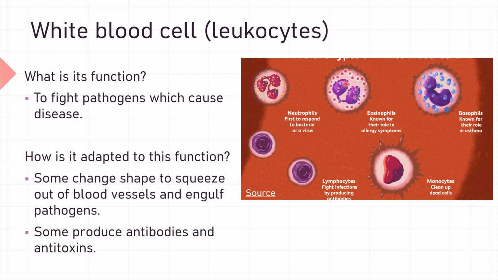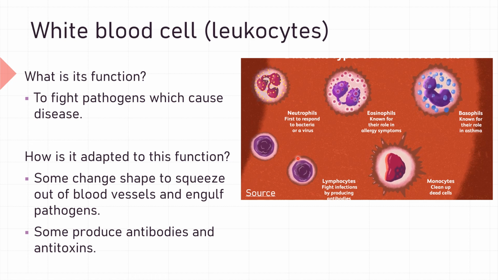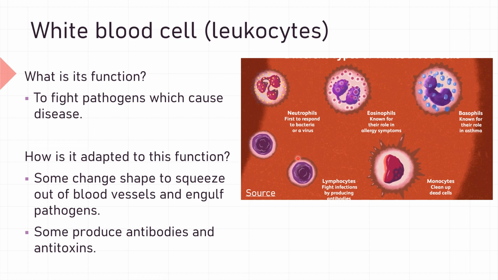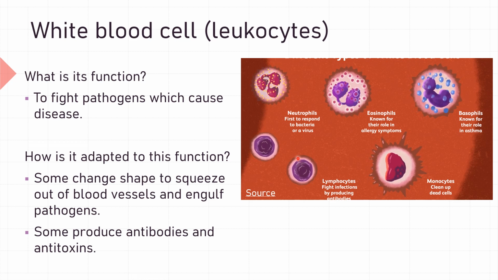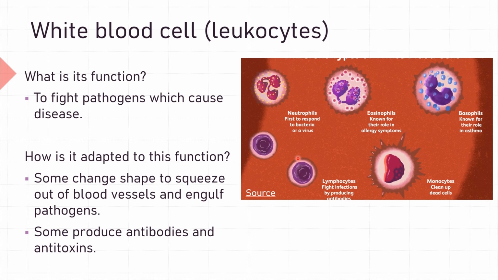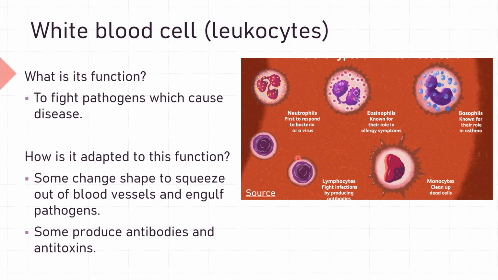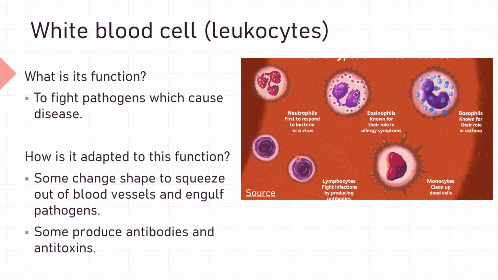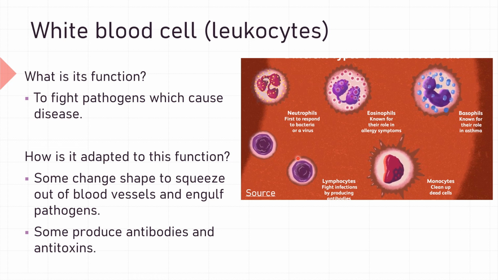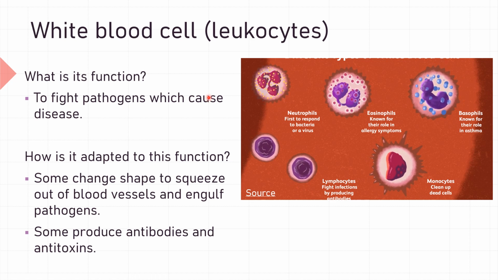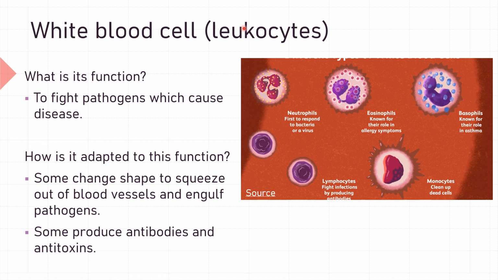But so that they can all do these kinds of functions, they need to have some kind of adaptation. How they're adapted: they are capable of changing their shape, which means that they can squeeze out of the blood vessels and take in the pathogens or the organism which is causing the disease. This is one adaptation. The second adaptation is that they can actually produce something called antibodies and antitoxins, which means in this way they are helping to protect the human body against different pathogens.